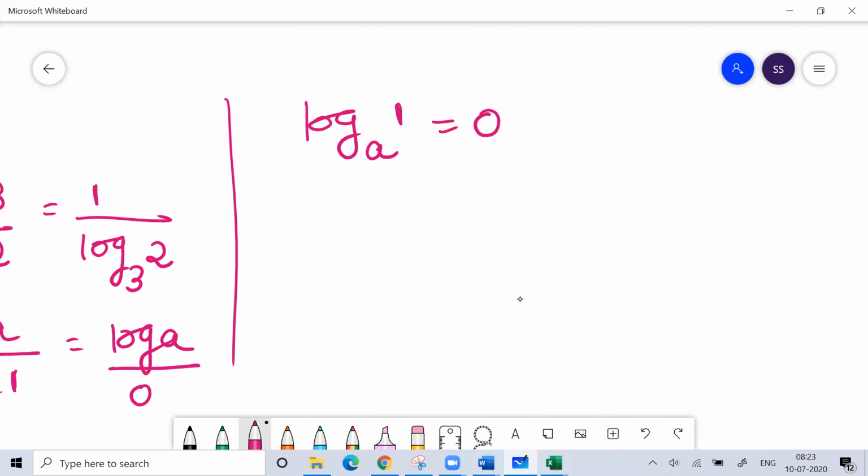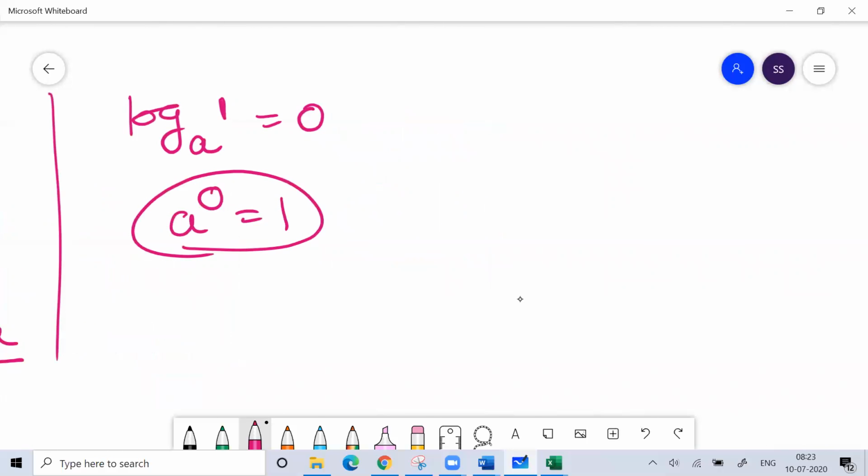Why is this 0? Because what does it mean? It means, what power of a can give you 1? The only way is that your power should be 0. So it doesn't matter what your base is, whenever you find log of 1, that always gives you 0. So this is the basic understanding we need to have whenever we work on log.